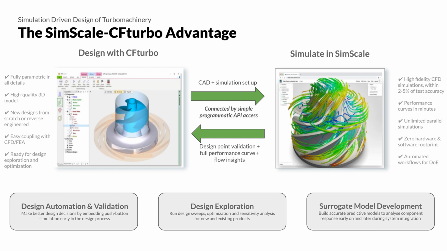And this is exactly the kind of unique advantage we want to bring to the turbomachinery industry through the CFturbo and SimScale integration. What we hope through this automated, intuitive workflow is that users can create very high quality 3D designs or reverse engineer existing designs in CFturbo and immediately push them for simulation in SimScale, for either design point validation or for understanding their performance across the whole operating range, literally within minutes. And while those simulations are running, continue to design and continue to deploy more simulations simultaneously on the cloud.